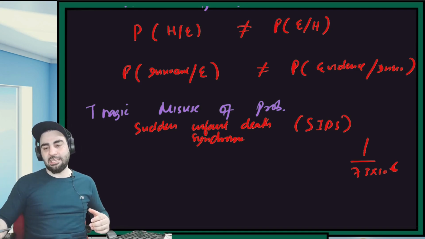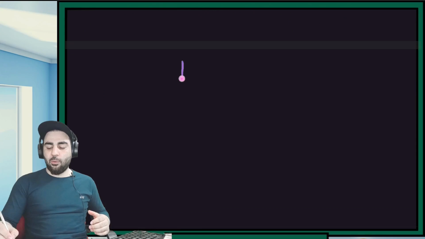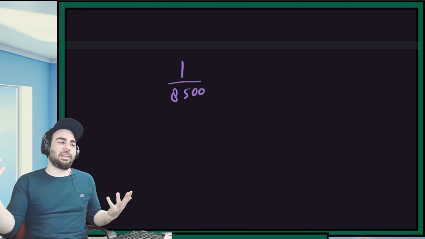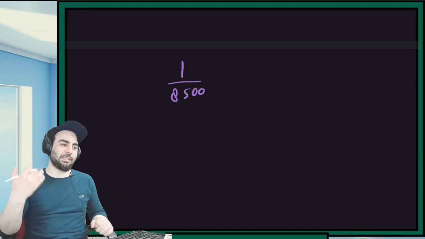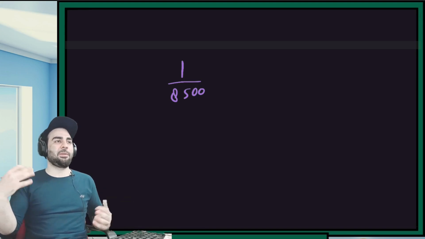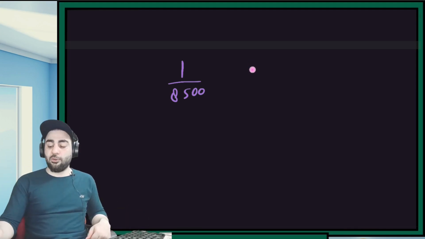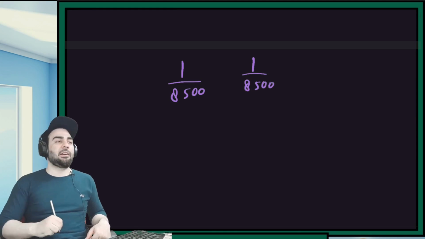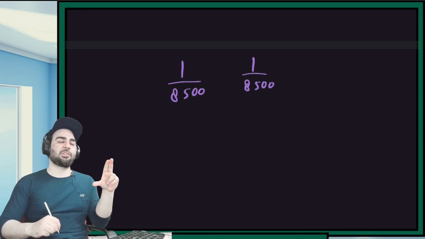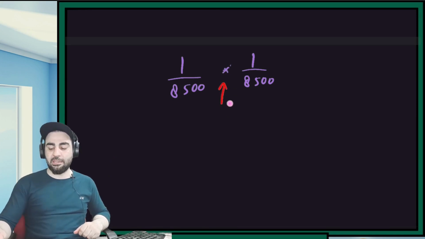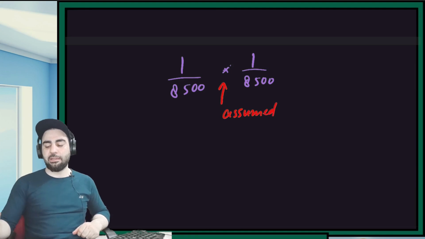The rationale behind that was, okay, SIDS happens in 1 in 8,500 people. I don't know why he came up with this number, but let's assume for the sake of simplicity that it is the number. So 1 in 8,500 people get sudden infant death syndrome. Now for two deaths, he said we should multiply: the first infant died, so this much probability, the second, this much, and then he multiplied. So he basically assumed independence here.